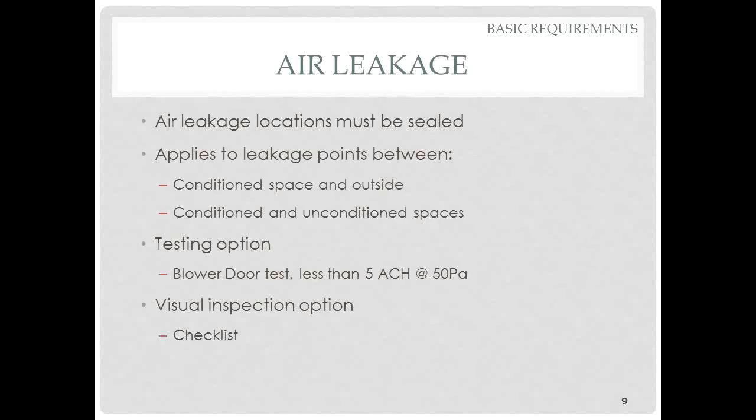Basically, the intent of the code is that you try to make the building as airtight as you can, both between conditioned space and outside, and also between conditioned space and unconditioned spaces like an attached garage, for example. The builder is required to choose one of two methods for verifying that this has happened. One is a blower door test, one is a checklist. So you can have the house tested for air leakage using a blower door, and if it measures out at less than 5 air changes per hour at 50 pascals, you have complied with the air leakage basic requirement.